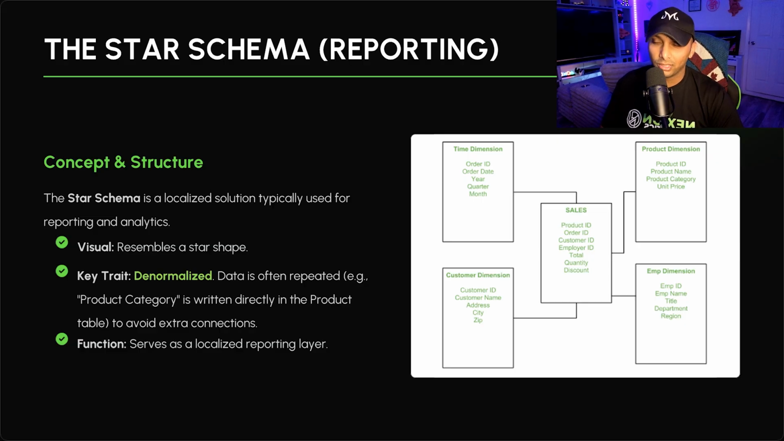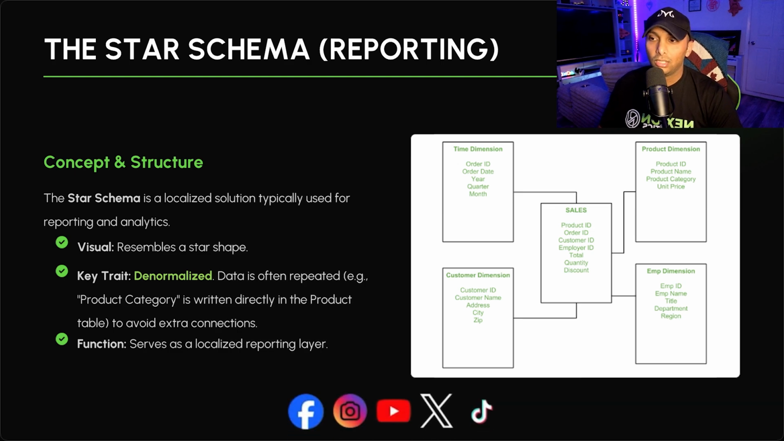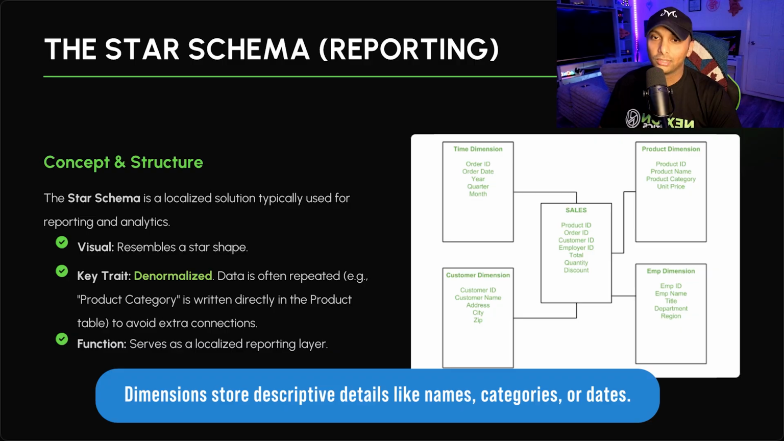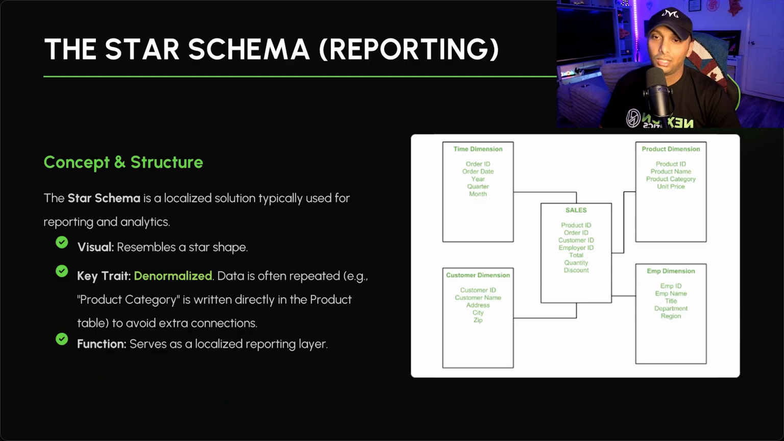All right, so first we're going to start out with the Star Schema. In industry, this is classified as a localized reporting solution. Why? Because if you look at the diagram, you see a central fact table, right? Connecting directly to the dimension tables. This critical architecture design is denormalization. So we intentionally repeat data, such as writing the category name directly into the product table, to eliminate the need for complex joins. That means that data is repeated in more than one location.